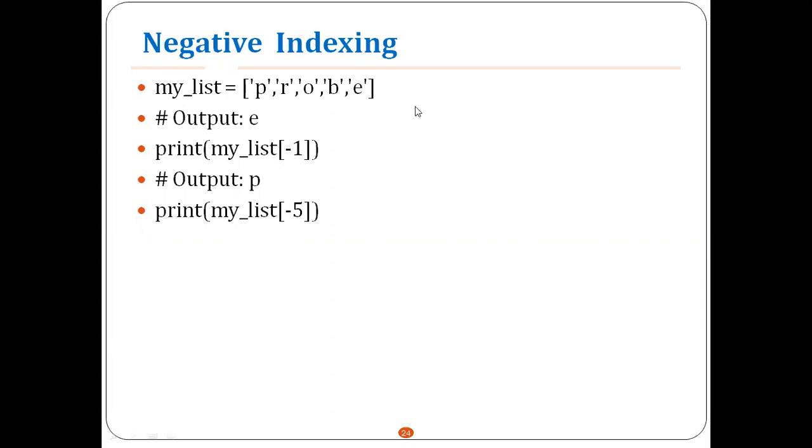Similarly you can do the things here. One more example, my list of minus 5, that is beginning from the last index, you read five elements backward, so you get P, right? This is how you can make use of negative indexes so that you can traverse in a backward direction, beginning from the last element of the list to the beginning of the list, right?